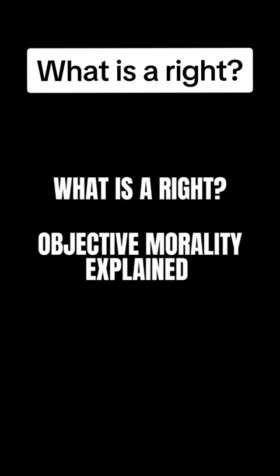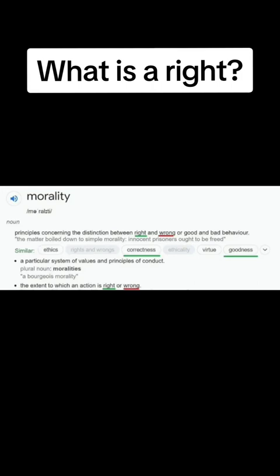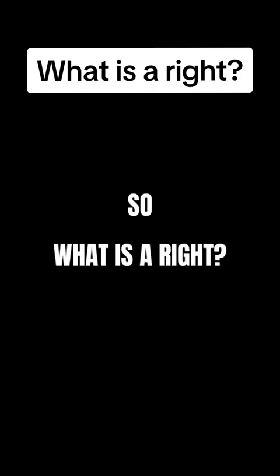What is a right? Objective morality explained. To understand what a right is, what morality is, how it is objective, and how it can actually be tested and observed in the real world, we must first understand what morality actually means. As we see above, morality is about that which is right versus that which is wrong. So, what is a right?